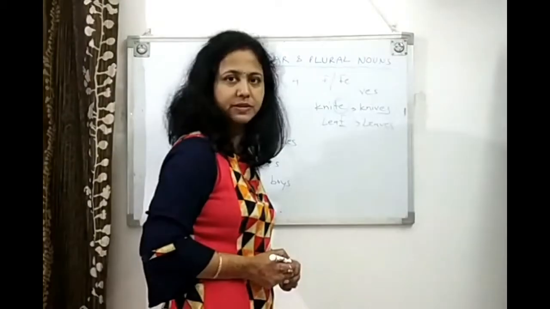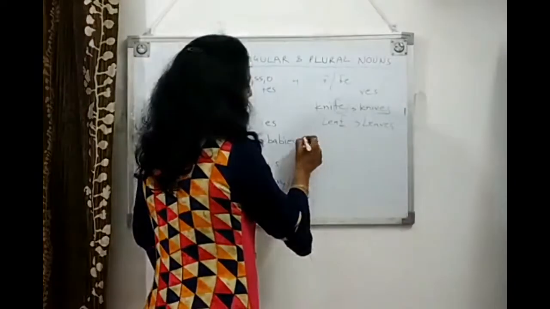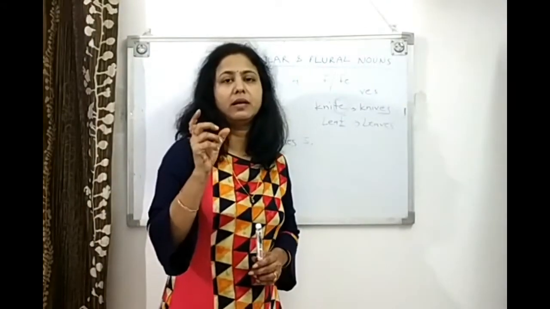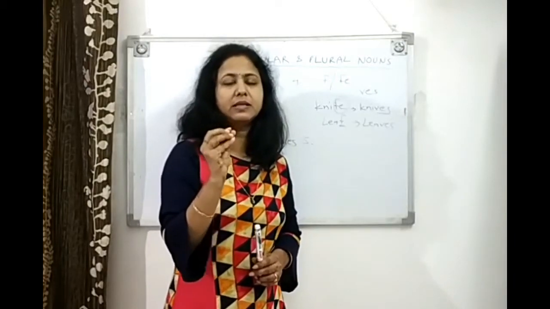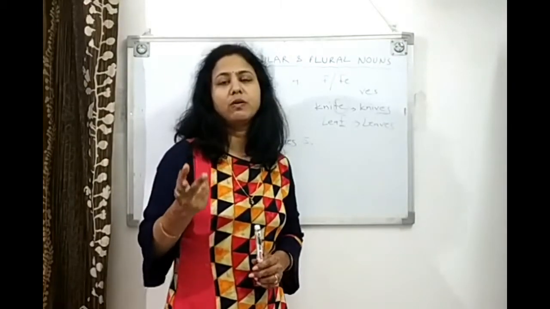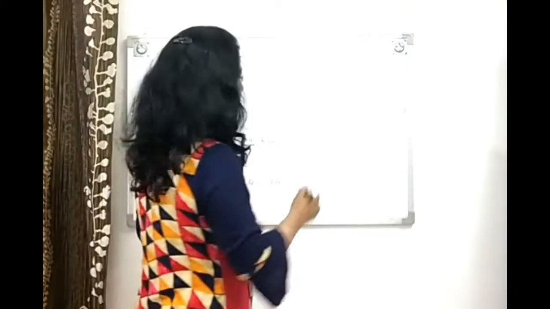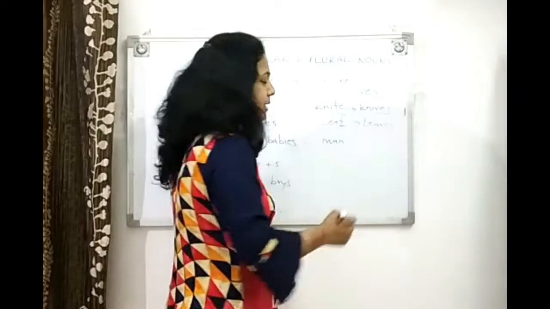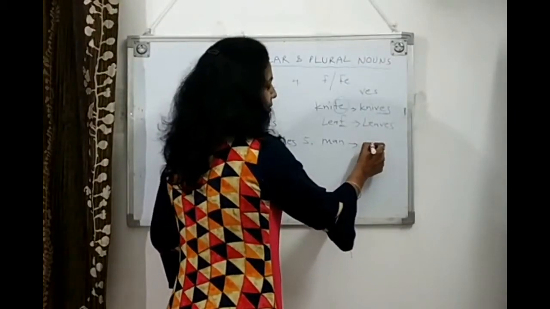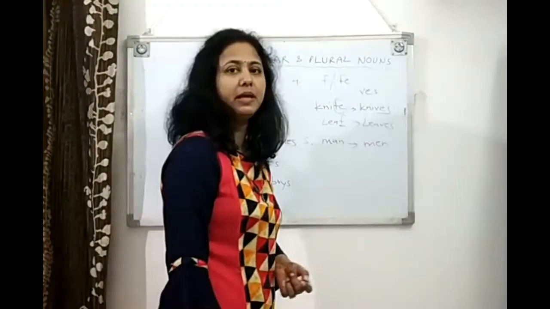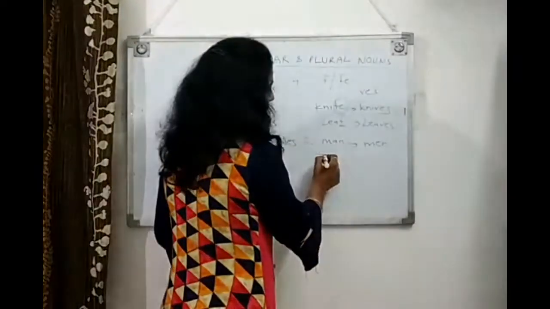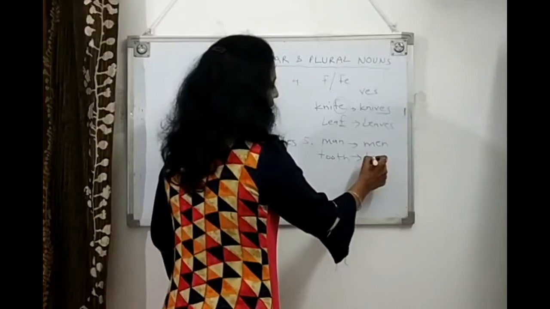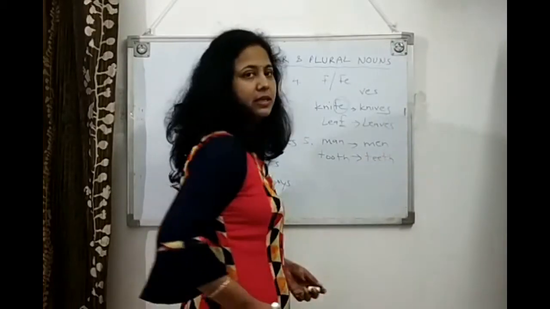L-E-A-V-E-S, leaves. Then fifth rule is, if any word has a vowel in the middle, we change that vowel to make the word plural. In case of man, men, जिसका मतलब है एक आदमी, more than one, the plural of a man will be men. T-O-O-T-H, tooth. Plural of tooth is T-E-E-T-H, teeth.